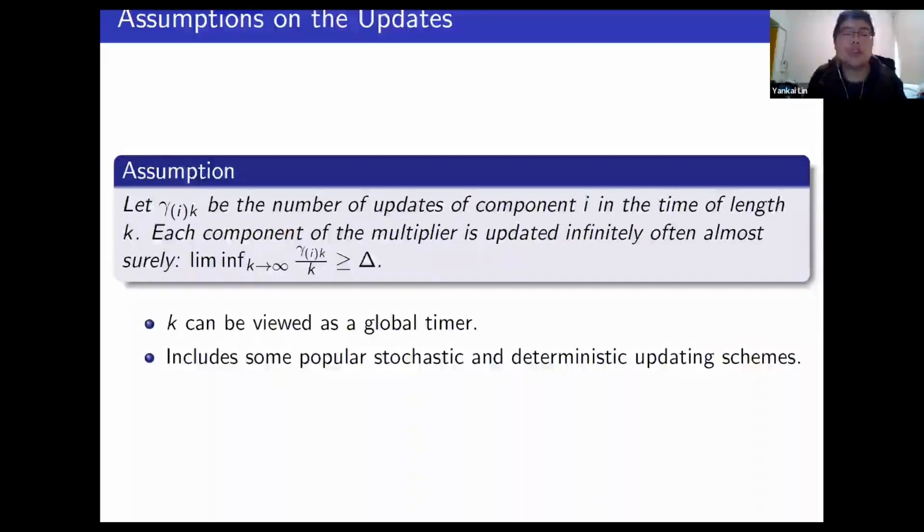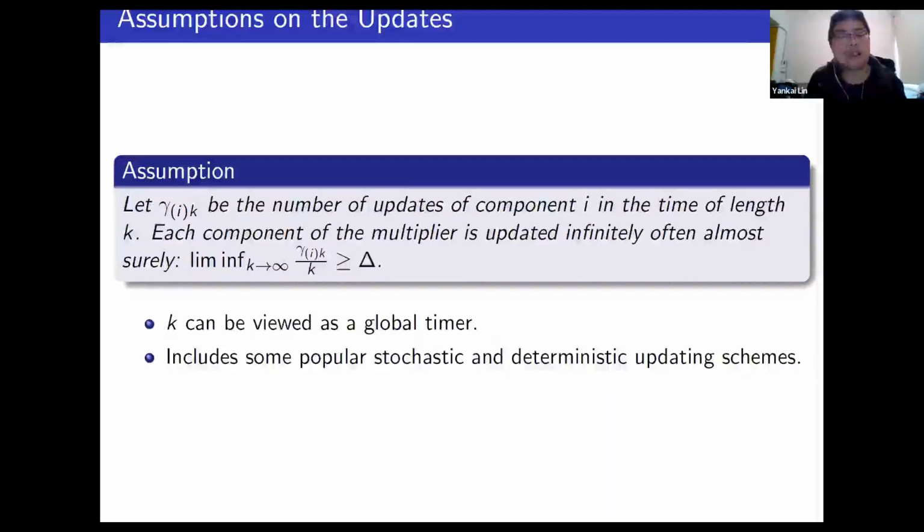So as long as there is one update happening in the whole network, then K becomes K plus 1. So it's essentially a global timer, which means that component i has to be updated sufficiently often when compared to the whole network. So that's the idea. And this assumption includes many popular stochastic and deterministic updating schemes.